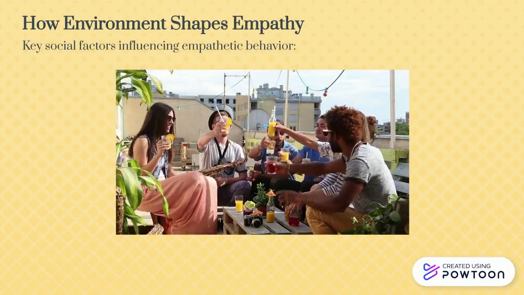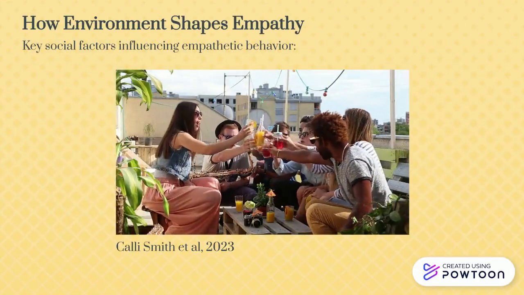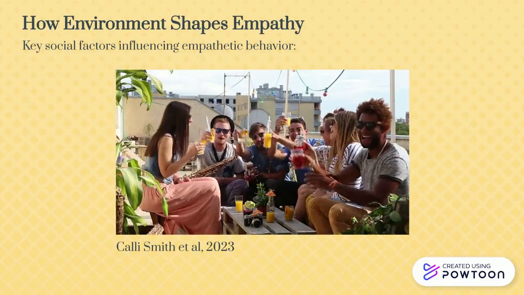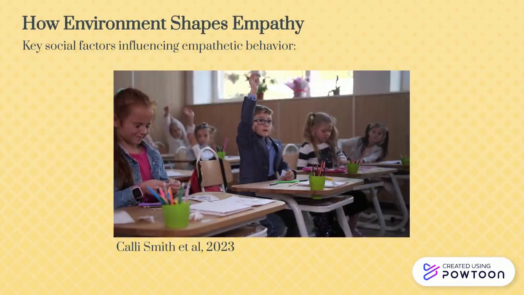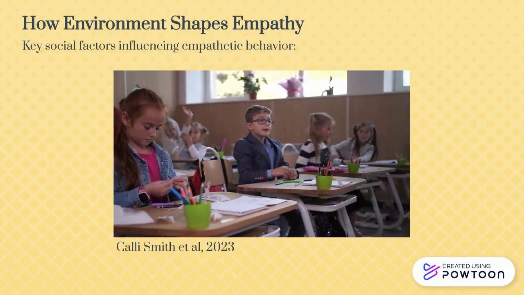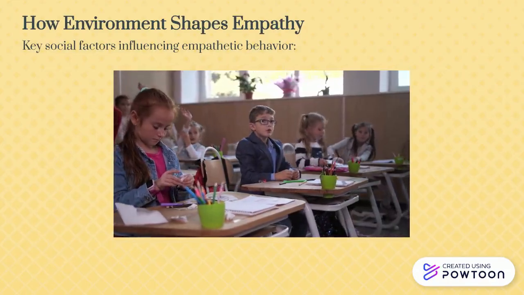Nurture also claims that a person's current environment can impact their ability to be empathetic. A study done by Callie Smith et al. shows a link between social factors and adolescents' empathetic behaviors. They found that factors such as receiving affection from a caregiver, having a close friend, and liking school were all positively correlated with empathetic behaviors. So the nurture debate shows that environmental factors can influence a person's ability to be empathetic from development and later in life.